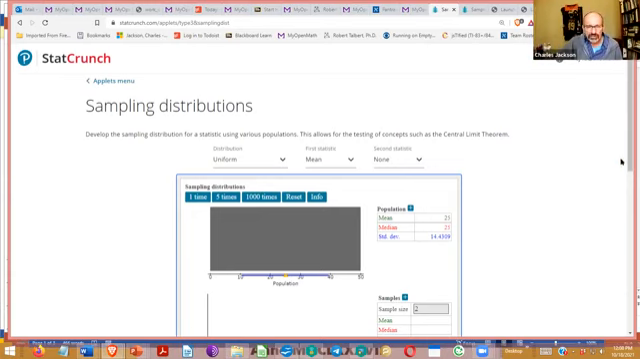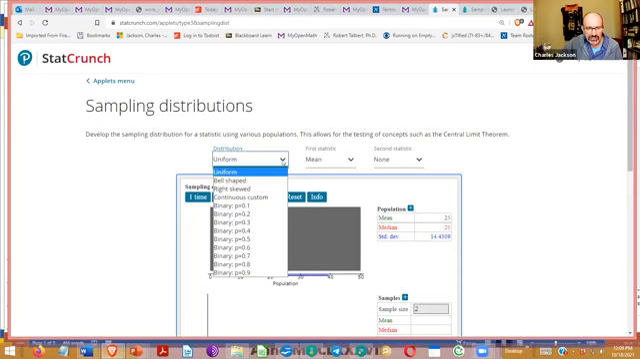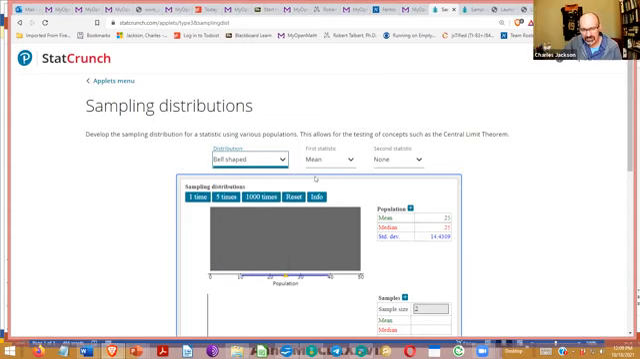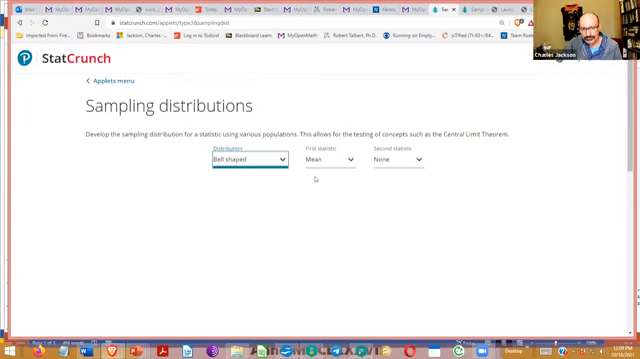Now, when you get to this screen, sampling distributions, there's uniform, and you have these different distributions. Interesting that there's binary, but we're going to select bell-shaped according to what the ALA is going to say. And we're just interested in the mean, the sampling distribution of sample means. So just the mean.